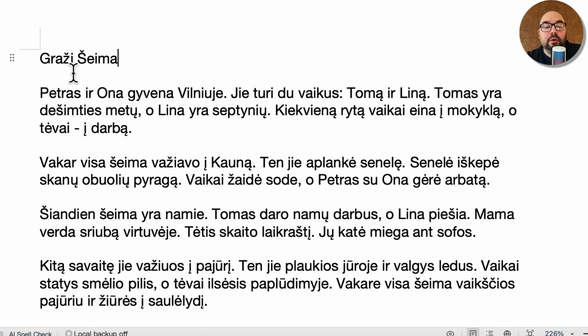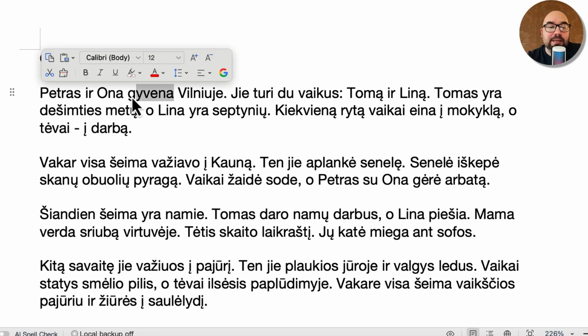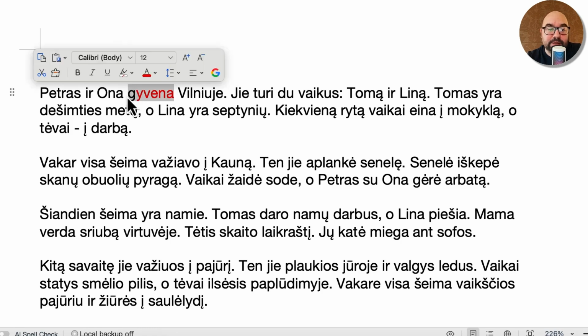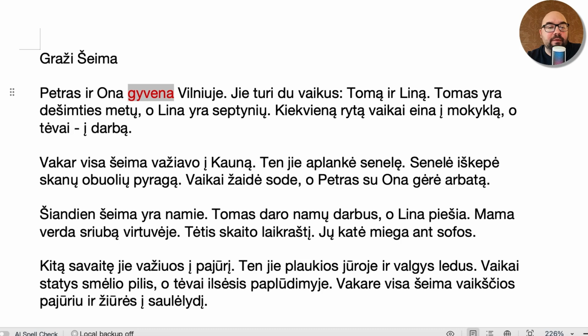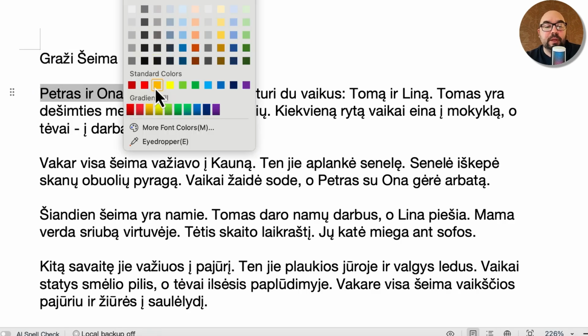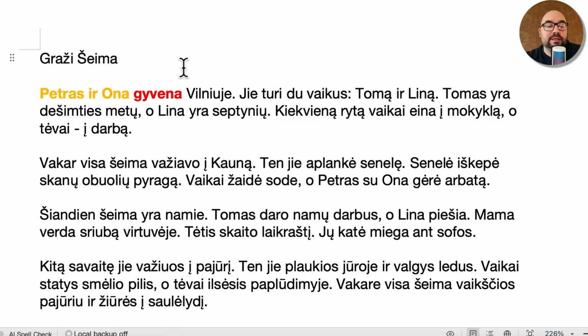Now, the sentence starts like this. Petras ir Ona gyvena Vilniuje. Gyvena. This ending tells us that it's what? It's present tense, right? We don't have in Lithuanian language a difference between present tense that is happening now or is happening routinely. It's the same thing. In English language, you would have lives, live because it's plural, right? But in this case, we just have simple present tense in Lithuanian language, right? So Petras ir Ona gyvena Vilniuje.